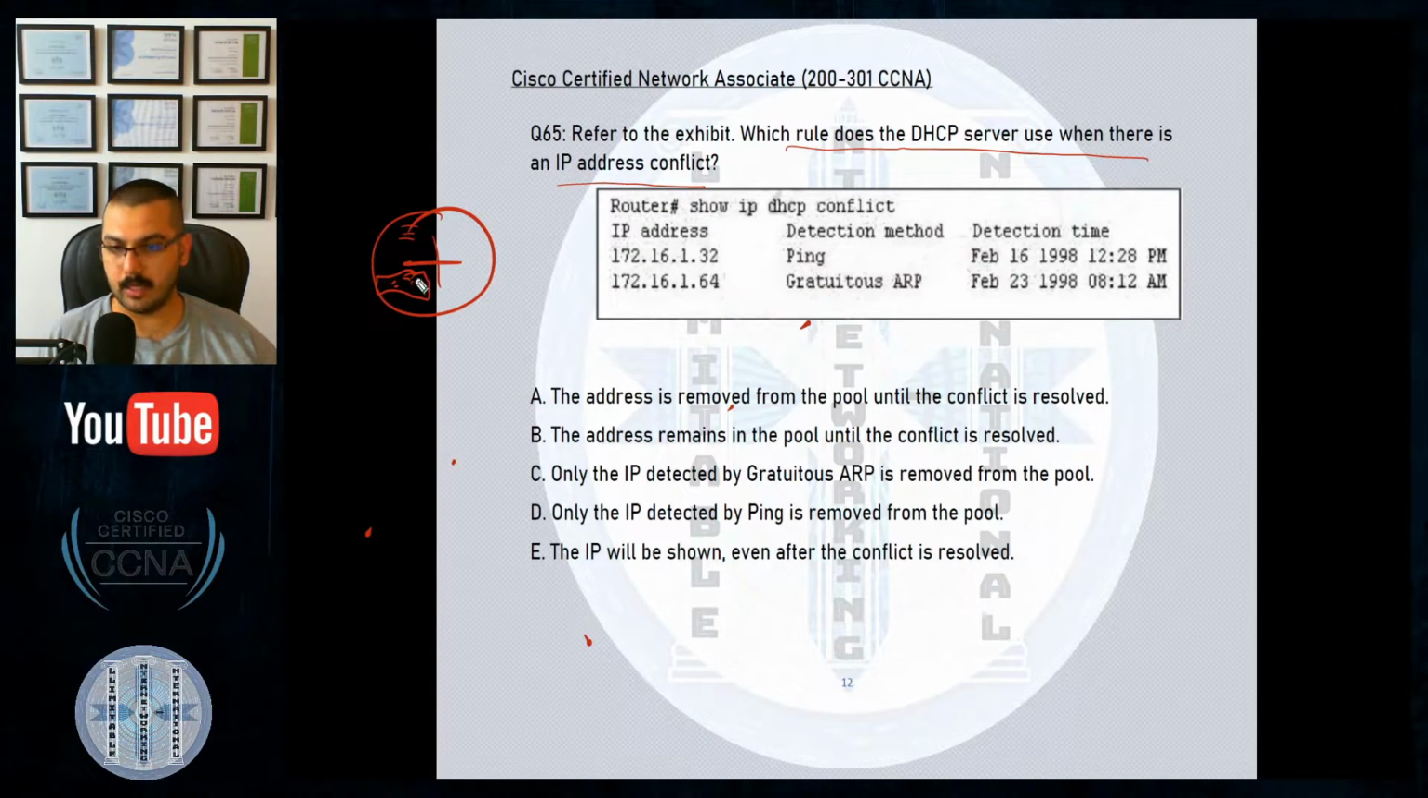If you offered the same address to another device and it's already used by another engineer, there will be duplication, a disaster. So what will the server do? It will deactivate or exclude those addresses until the problem has been solved. Okay, the address will be removed from the pool until the conflict is solved.